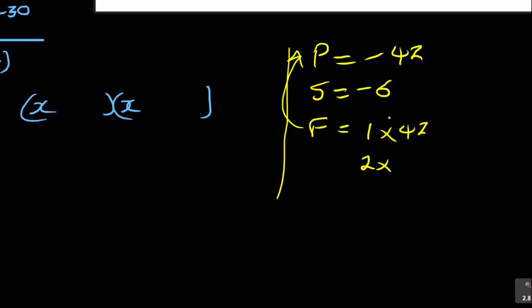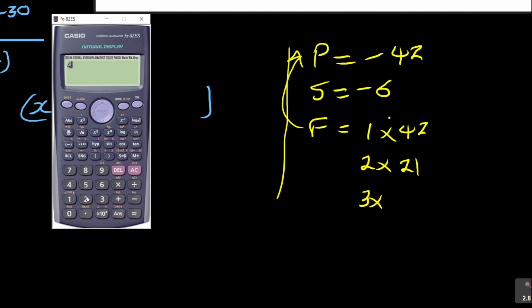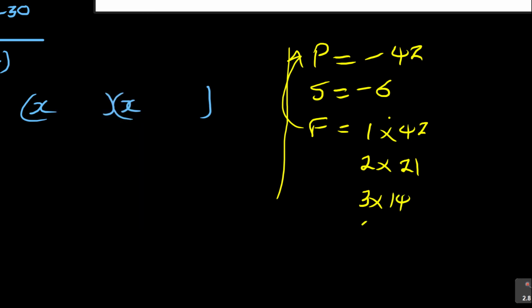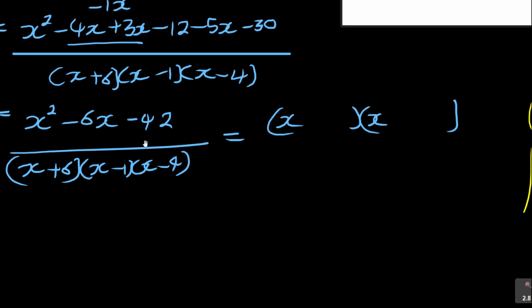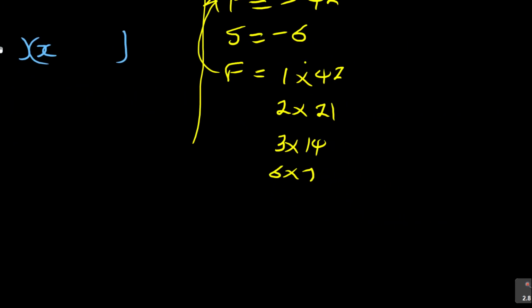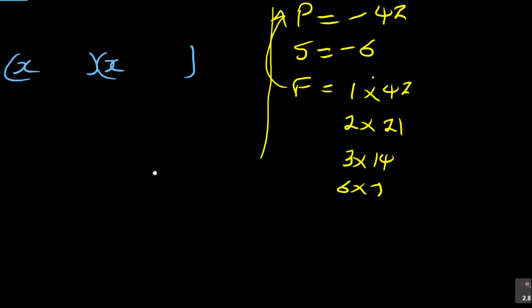It's 2 times 21. It's 3 times, 42 divided by 3. Let me check that: 42 divided by 3 is 14. Then 42 divided by 4, no. 42 divided by 6 must be 7. So it's 14, then 6 times 7, then 7 times 6. This is all, but I'm looking for the center to be minus 6. The number must give me a minus 6. So the question is, which one can give me a negative 6?